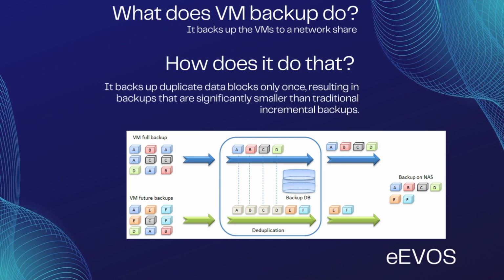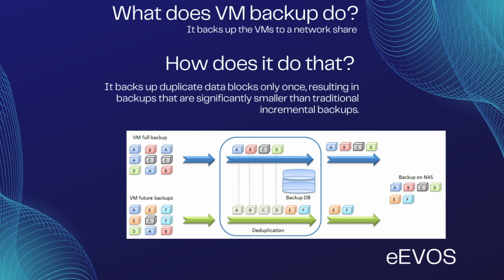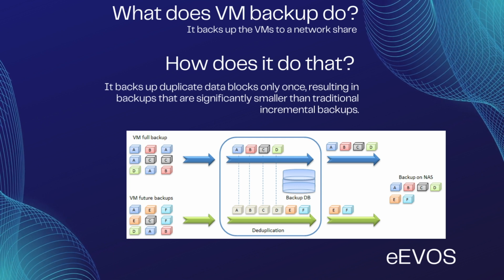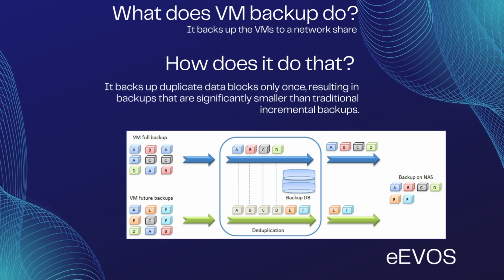VM backup secures your virtual machines on a network share. It uses a method where duplicate data blocks are only backed up once. This results in significantly smaller backup files compared to traditional incremental backups.